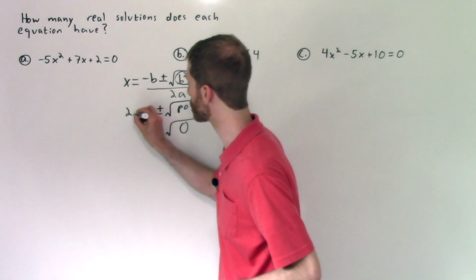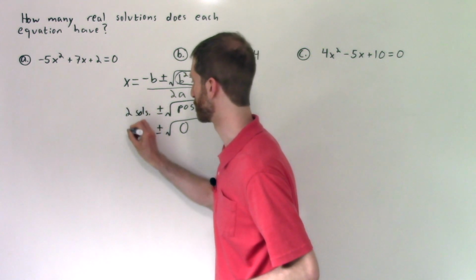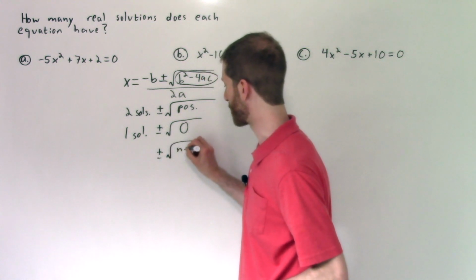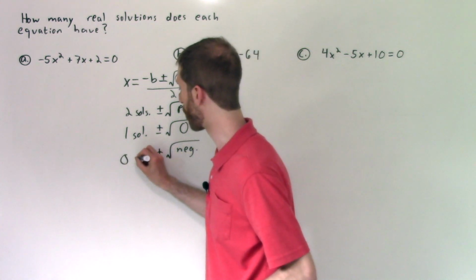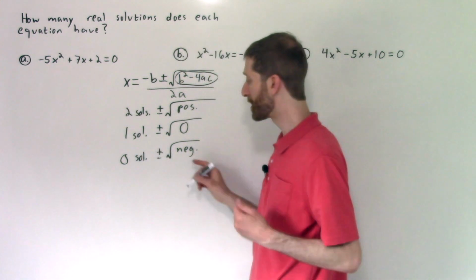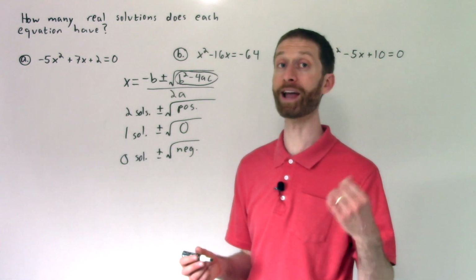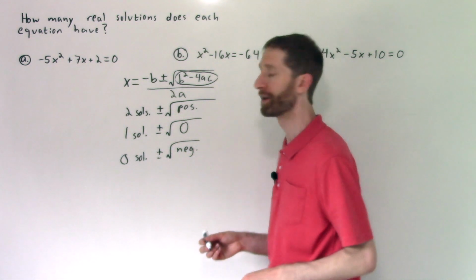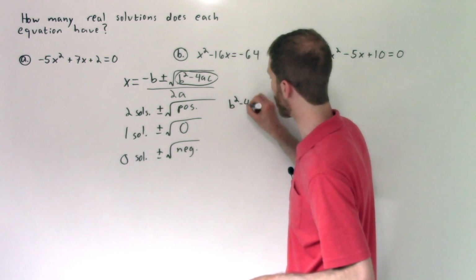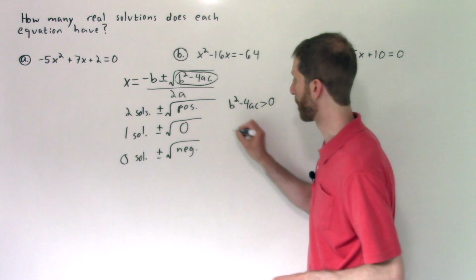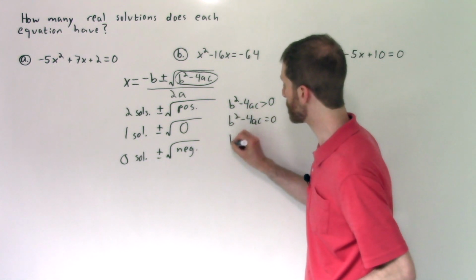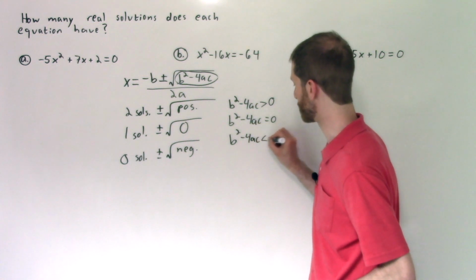So this would be two real solutions, one solution, and then if I have a negative number inside of here, this would be 0 real solutions. There'd be no real solutions, because you cannot take the square root of a negative number and get out a real number. Interesting. Oftentimes this is written as b squared minus 4ac is greater than 0, b squared minus 4ac is equal to 0, and b squared minus 4ac is less than 0.